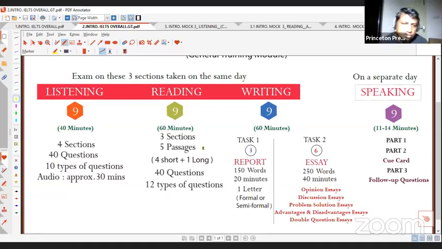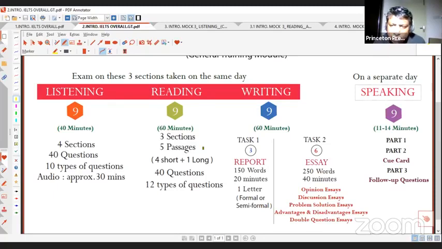In the GT module, reading is 60 minutes, 3 sections, 5 passages. Instead of 3 passages, you'll be getting 3 sections, but within those 3, you'll be getting 5 passages, 4 shorter ones and 1 longer one. Altogether it's the same 40 questions, and 13 types of questions will be tested. Okay, so it's a little bit different, and even the writing is a little different with task 1.